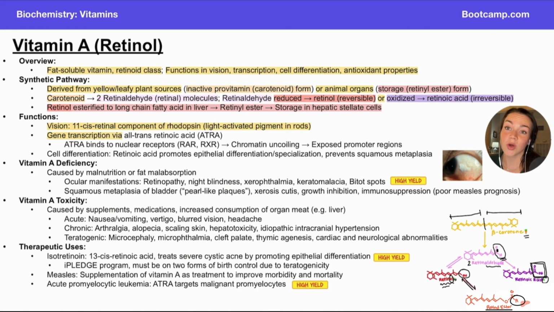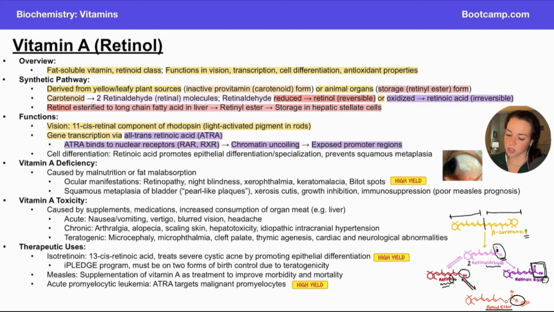Another function of vitamin A and its derivatives is gene transcription. Especially important to know is gene transcription via all-trans retinoic acid, or ATRA, meaning that all these double bonds down here in the retinoic acid are in the trans configuration. All-trans retinoic acid is going to bind to nuclear receptors, and you might see names like RAR and RXR floating around when you're reading about this. And when the ATRA binds, it will cause uncoiling of chromatin, which will expose promoter regions on genes, altering gene transcription.